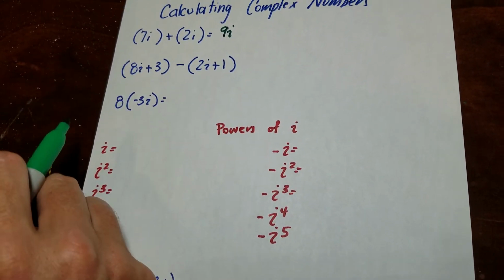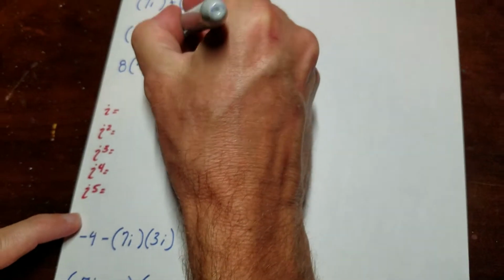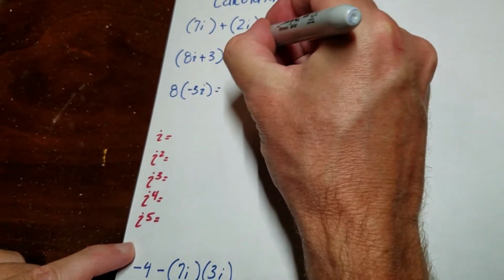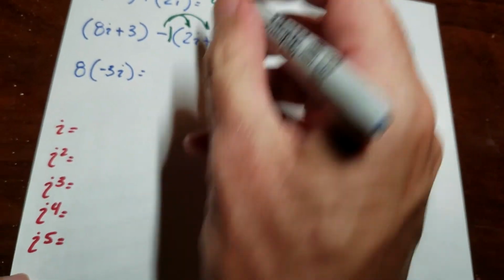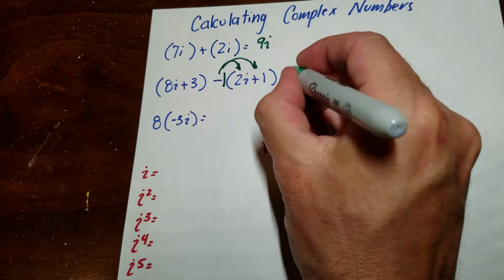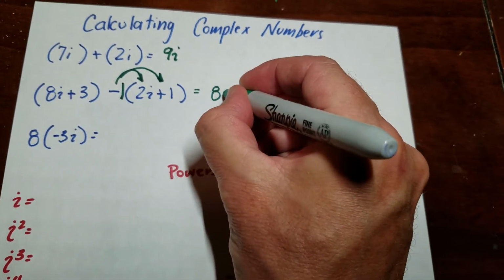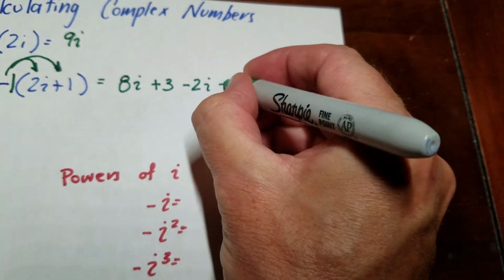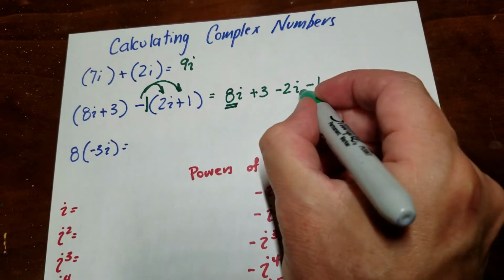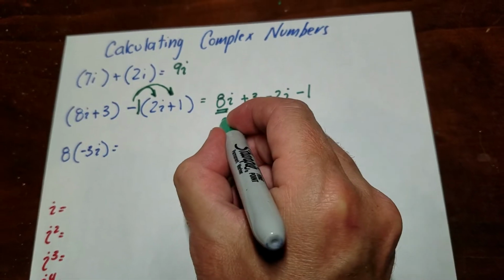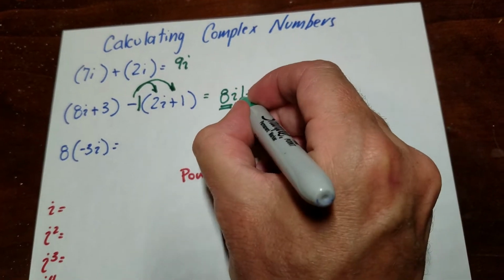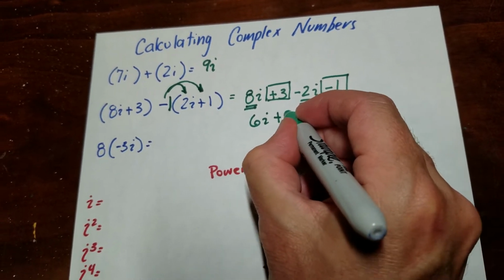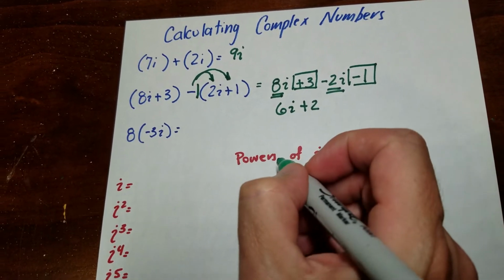On this one here, the only thing I'd be careful with is when you have a minus on the outside. A lot of times kids will confuse that one, but it's actually pretty simple. You just remember it's a minus 1 out here. So if I rewrite this expression, it's 8i plus 3 minus 2i minus 1. And so I have an 8i and a minus 2i, which adds to 6i. And then I have a positive 3 and a minus 1, so that comes to positive 2. So this is 6i plus 2.